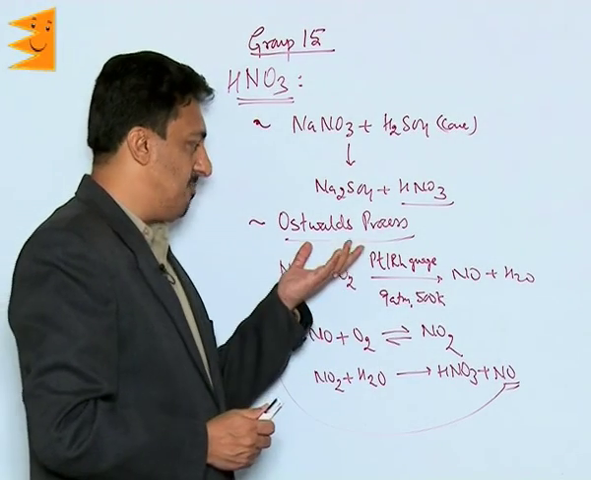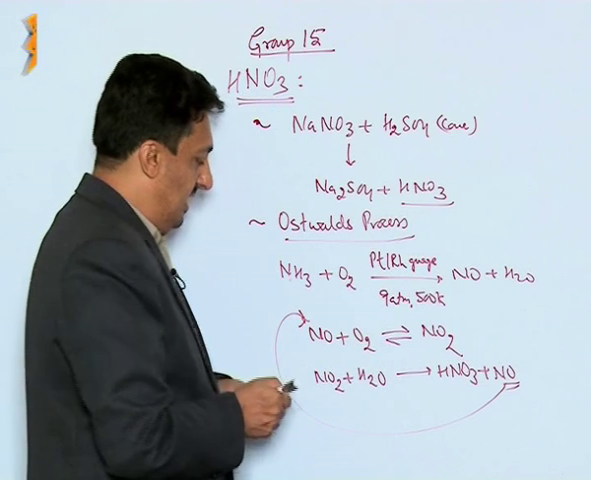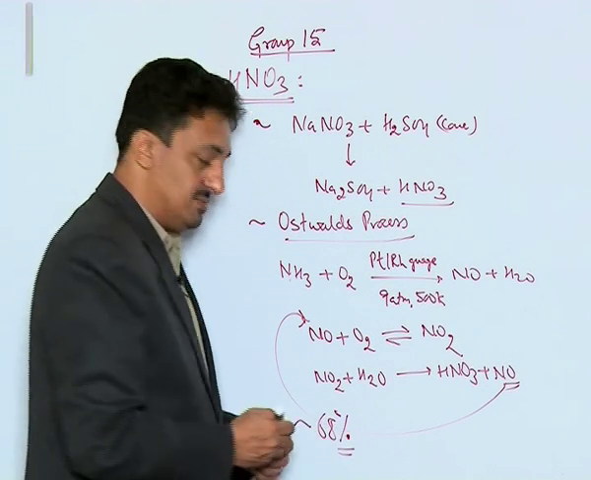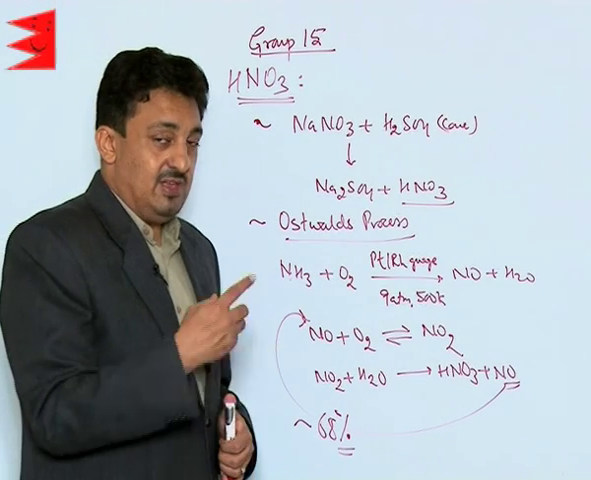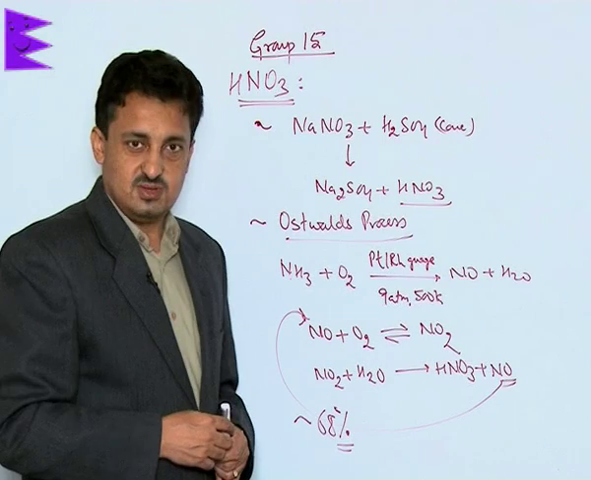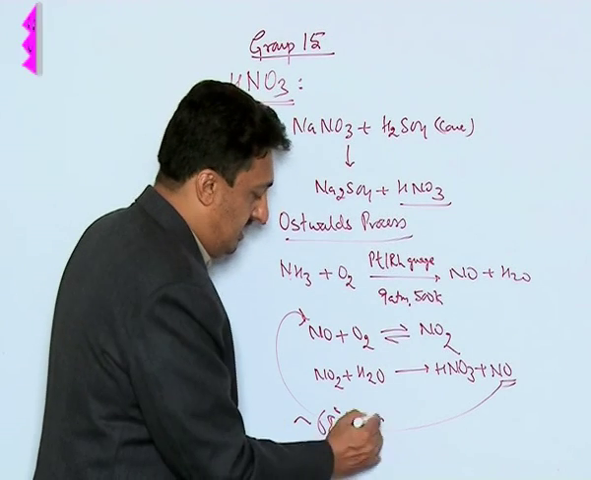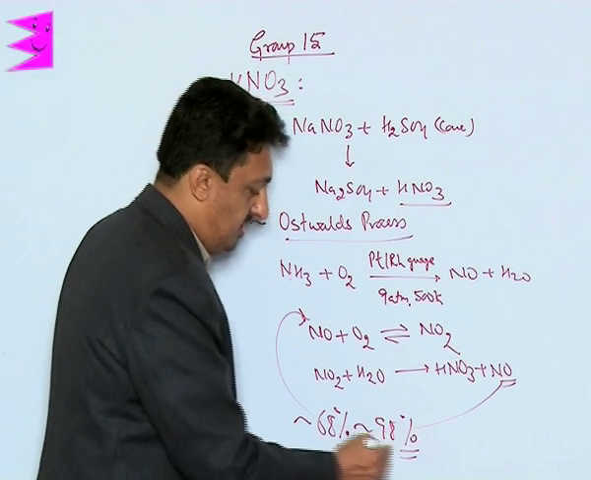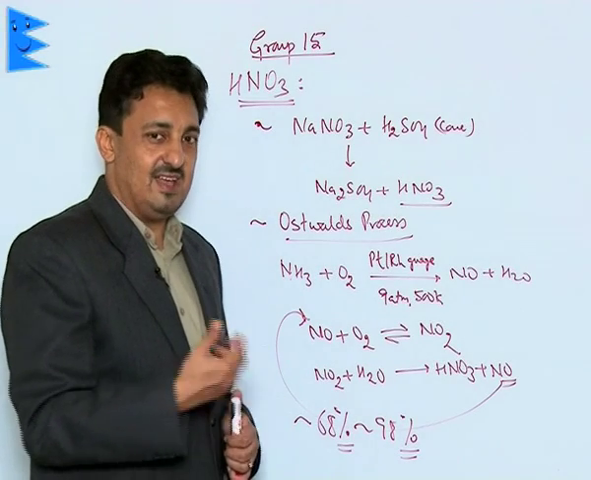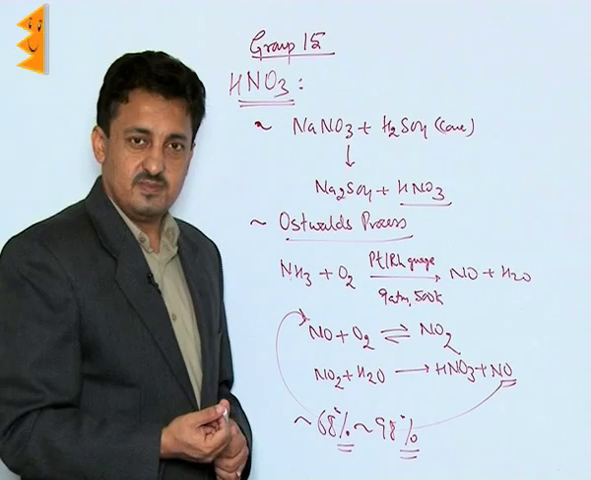The nitric acid thus obtained by the Ostwald process initially is, remember, 68% pure at maximum, because we know that at 68% with water it forms an azeotropic solution. Now, in order to make it about 98% pure, it is treated with sulfuric acid, which acts as a dehydrating agent and removes the rest of the water.